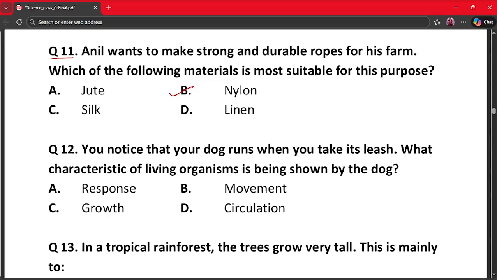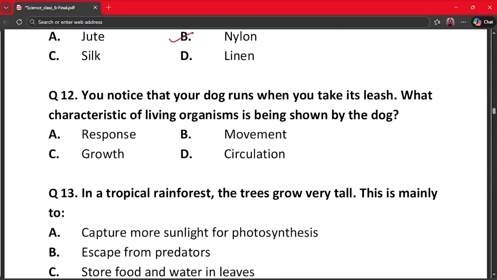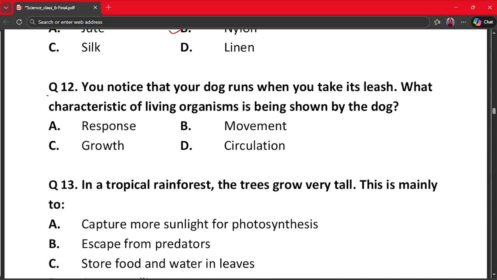They can bear heavy loads. Jute and silk are weaker compared to nylon. Thus nylon is most suitable. Our next question is question number 12.